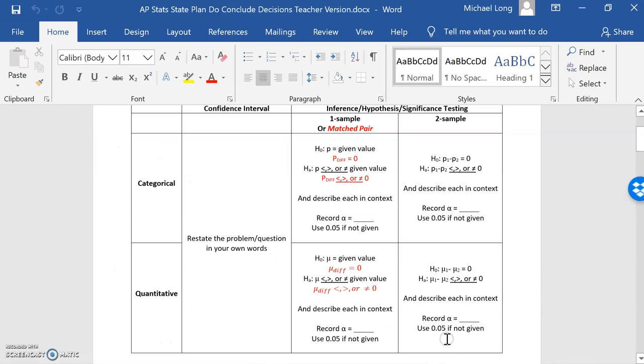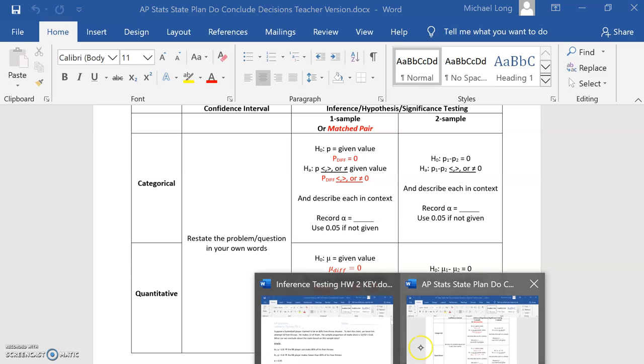If you take a look at your notes, we're going to look at the state section. For the confidence interval it was really easy: we restated the problem or question in words. For inference, hypothesis, significance testing, which all mean the same thing, it's a little bit more complicated. Up here we have categorical data, and down here we have quantitative. The situation we're in right now, him making or missing free throws, is categorical. So what we're going to do here is write what's called a null hypothesis and an alternative hypothesis. The null hypothesis always involves an equals sign and basically is the claim. In this case, his claim is that he's an 80% free throw shooter. The alternative hypothesis is, no, he's not an 80% free throw shooter, he's less than that.